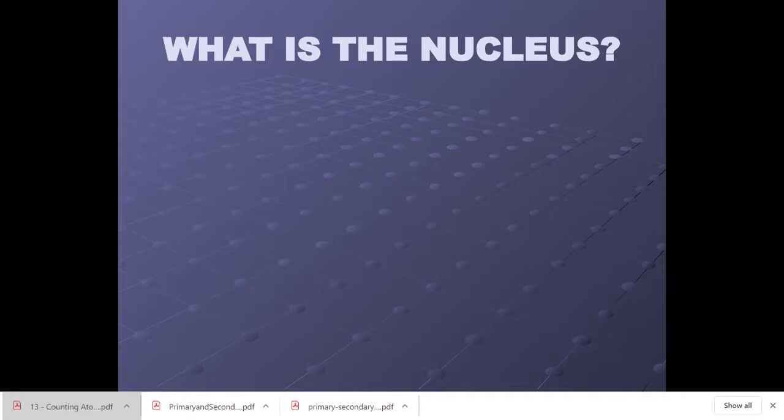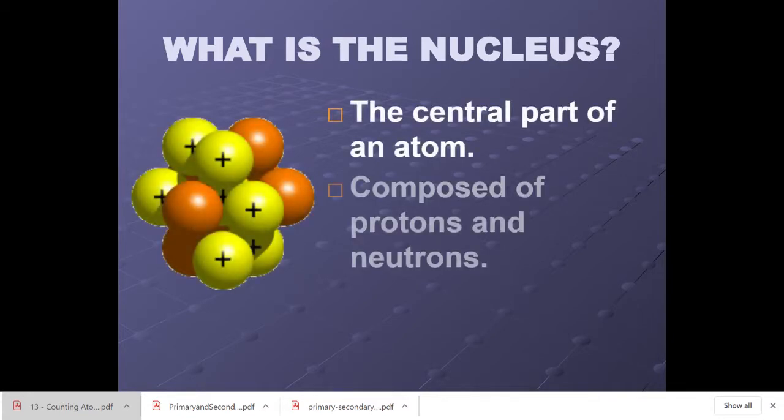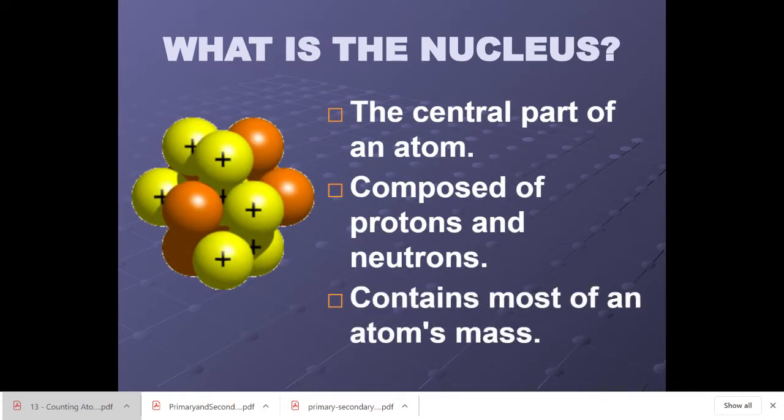What is the nucleus? It is the center part of the atom. It is composed of both protons and neutrons, and it contains most of an atom's mass.